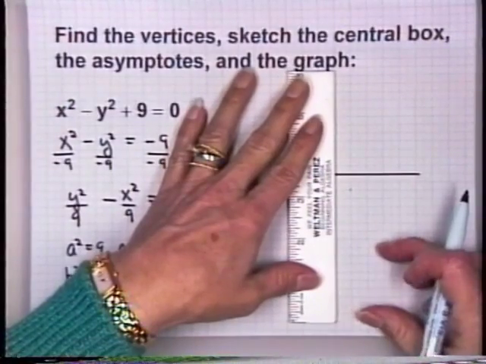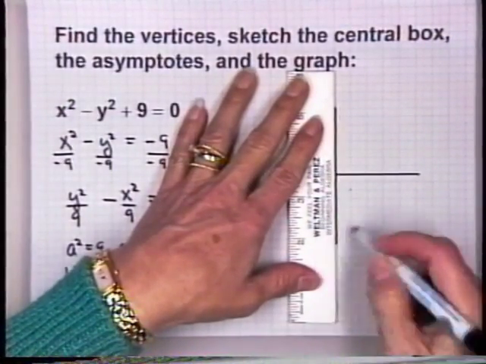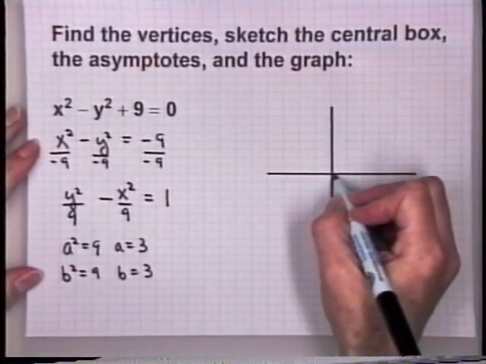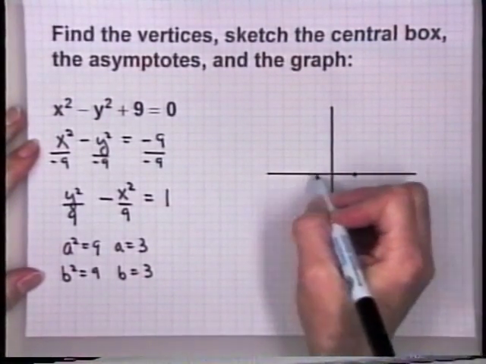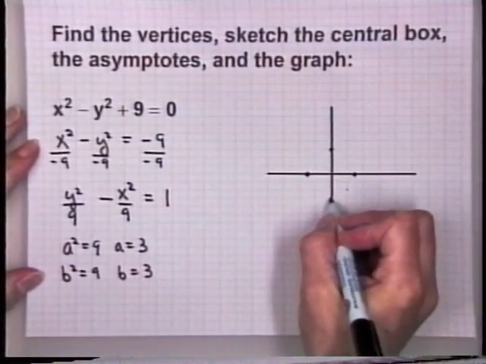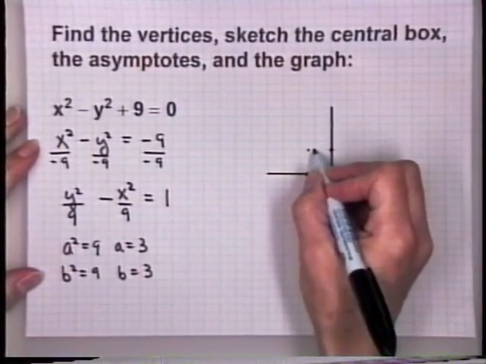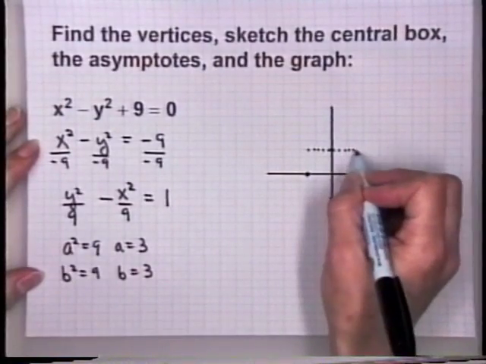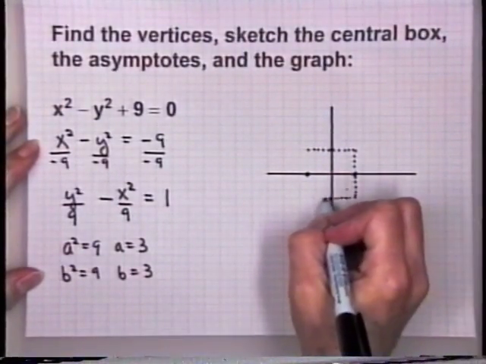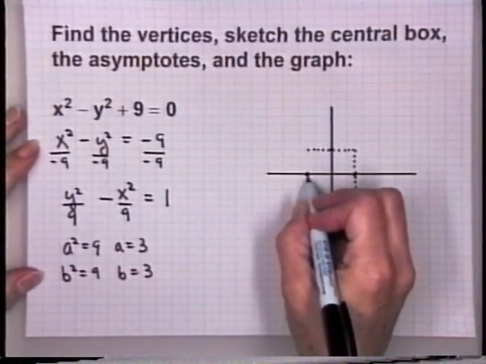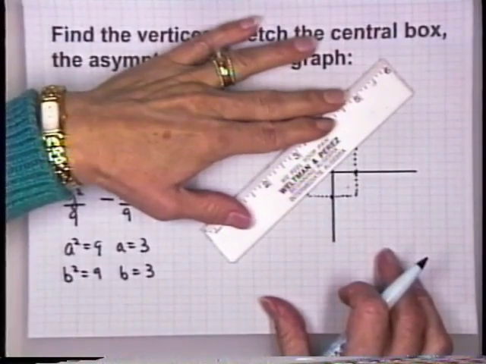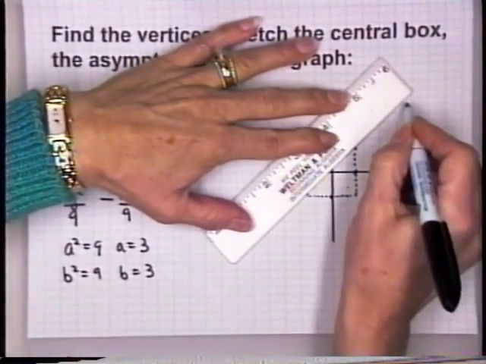Now, you also need to be thinking about which one of those places would my vertex point be. So on the x-axis, I'm going to go 3 over, right and left. On the y-axis, I'm going to go up 3 and down 3. That will complete my central box, so I'll dot that in. And then we'll connect those opposite corners. We're going to have a nice squared up hyperbola here.